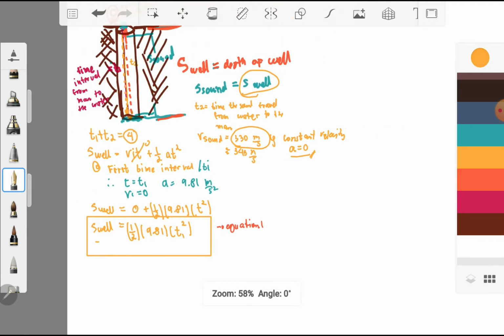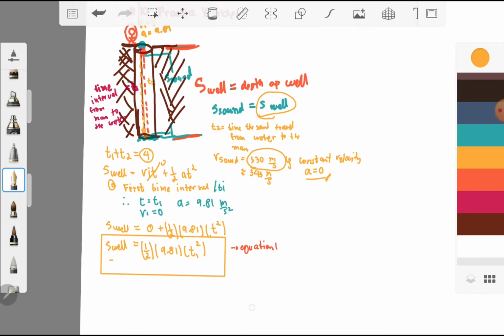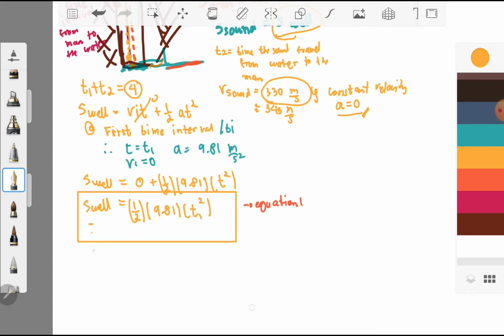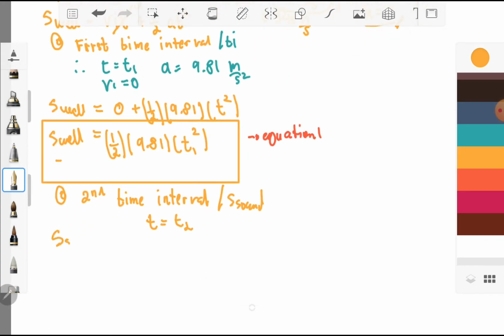Okay. Next is that you would use the second displacement, or your S sound. So at the second time interval, or your S sound, wherein your T is equal to your T2. So probably we'll have S sound is equal to VIT plus 1 half AT squared.